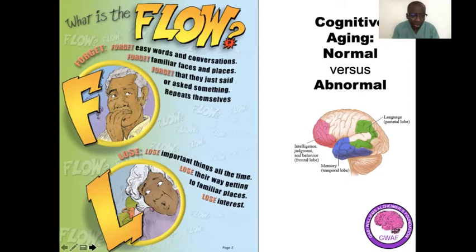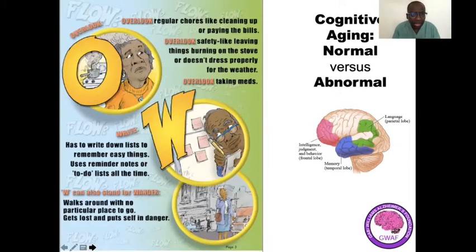The L is for lose. Alzheimer's patients might lose important things all the time, or they might lose interest, become more withdrawn, or they might even lose their way of getting around places that should otherwise be familiar to them. O stands for overlook. Alzheimer's disease patients might overlook important things like paying the bills. They might overlook safety issues like leaving things burning on the stove. Or they might overlook the importance of dressing adequately, whether to go out to a function or even dressing adequately for the weather.